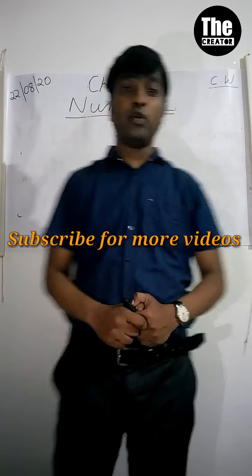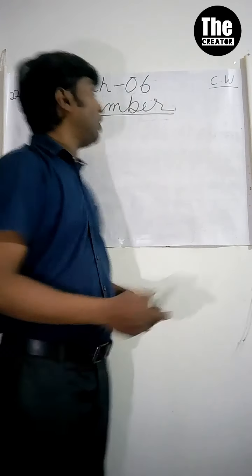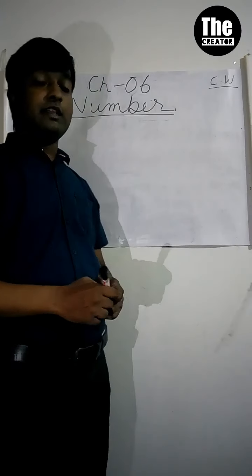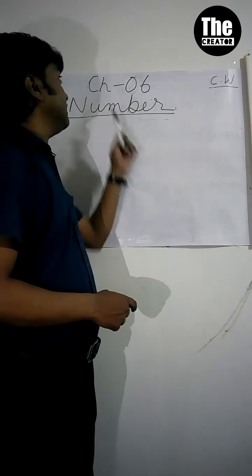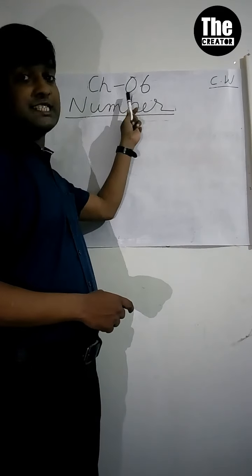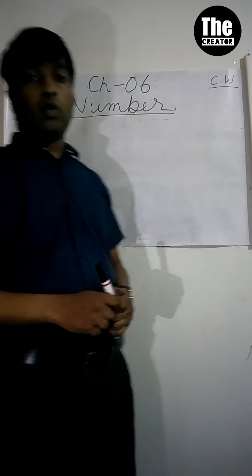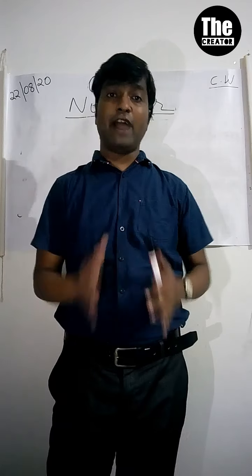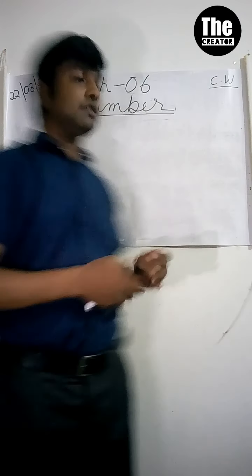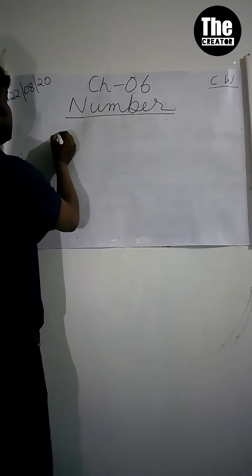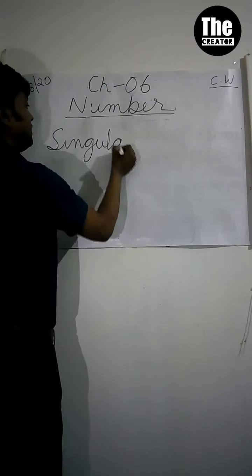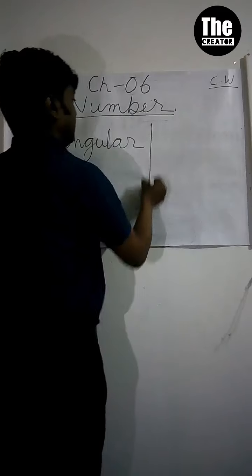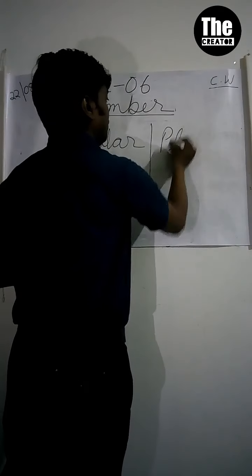Today in this video we are going to learn few things about number. Now this chapter is being taken from your language book and the chapter number is 6. Now number is basically divided into two parts, that is singular and plural.